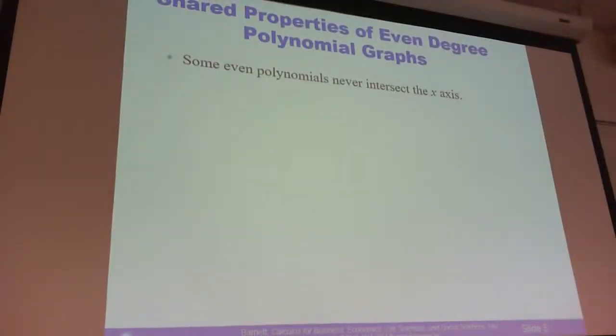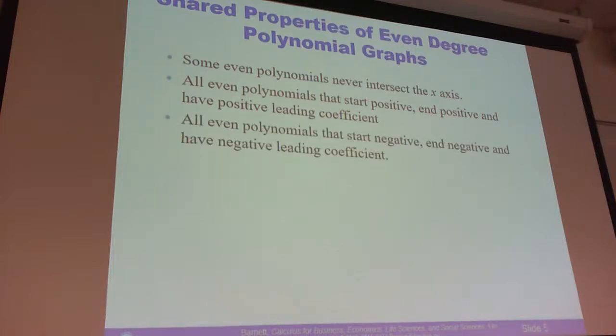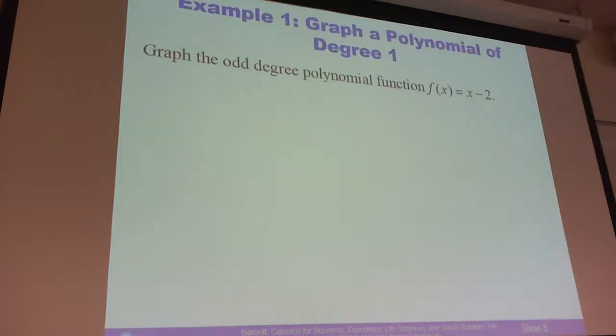Some even degree polynomials never intersect the x-axis. All even polynomials with positive leading coefficients start positive and end positive. All even polynomials with negative leading coefficients start negative and end negative. And as I go through these, I'll just point out what we're talking about.